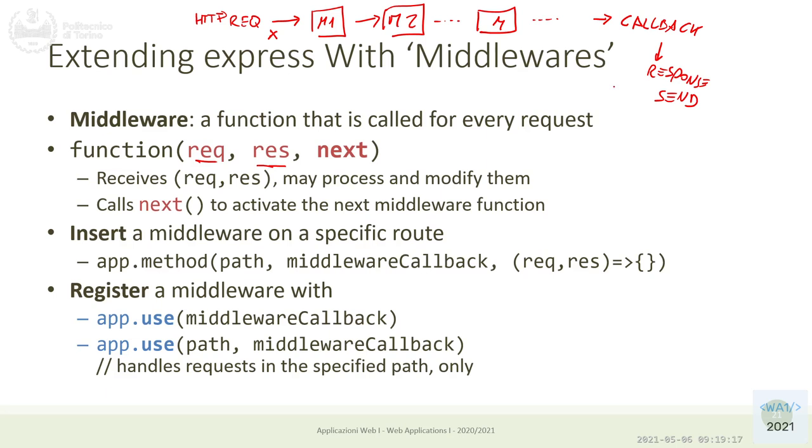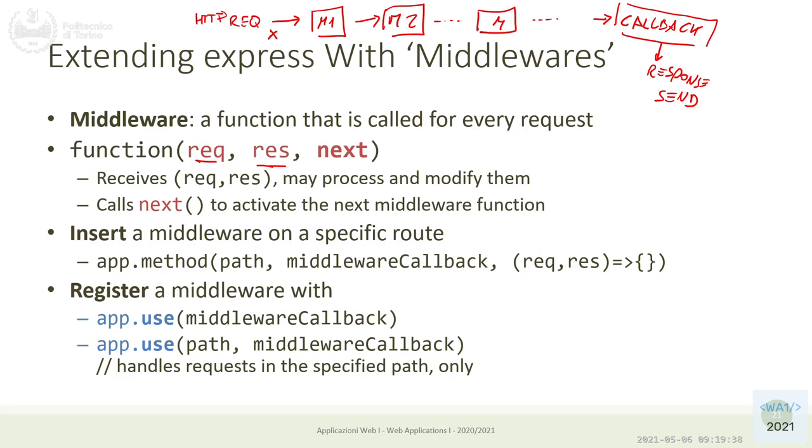And finally, we have our callback function, with nothing changing for that. It will still receive a request and response object, but these objects may have been pre-processed in some way by these middlewares.